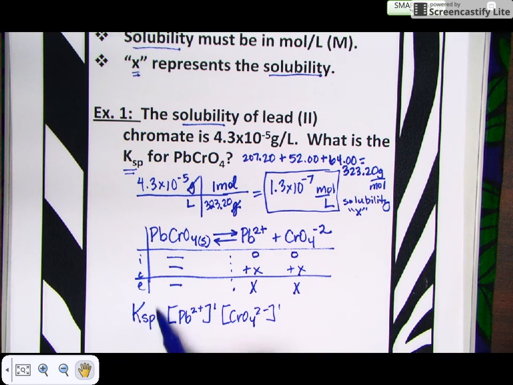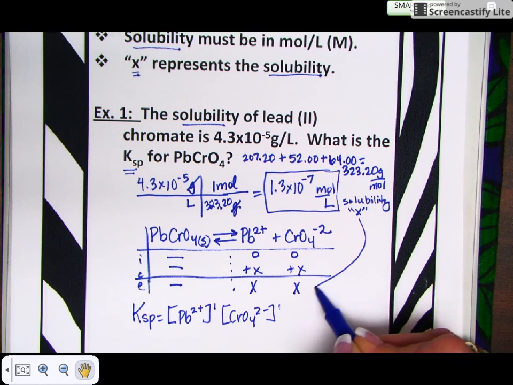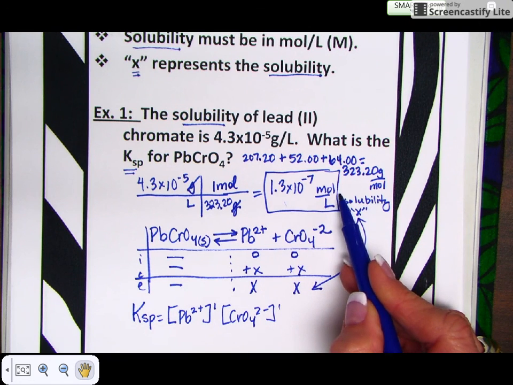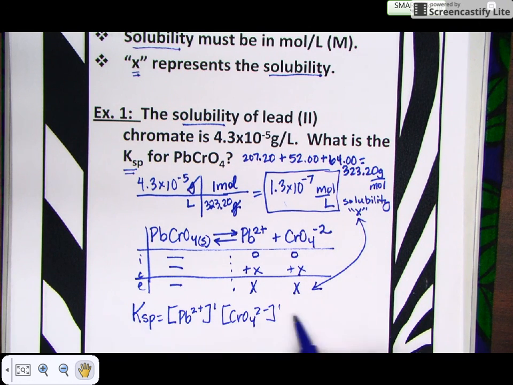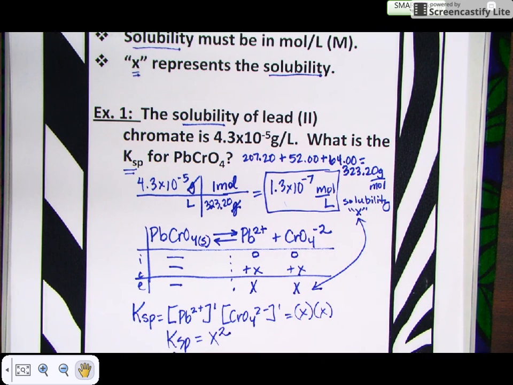We're trying to find KSP, and the solubility is what X is. So we were told the solubility here. So I'm going to finish this out as equal to X times X. So KSP is equal to X squared. So we're going to plug in our value for X that we were told.